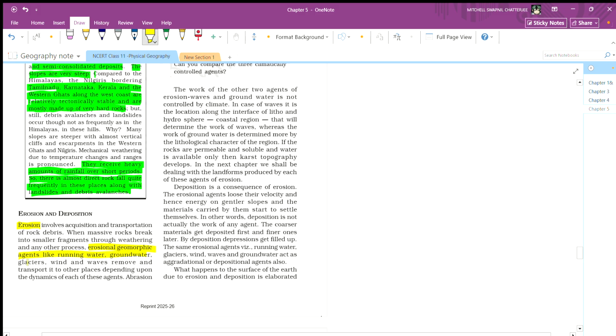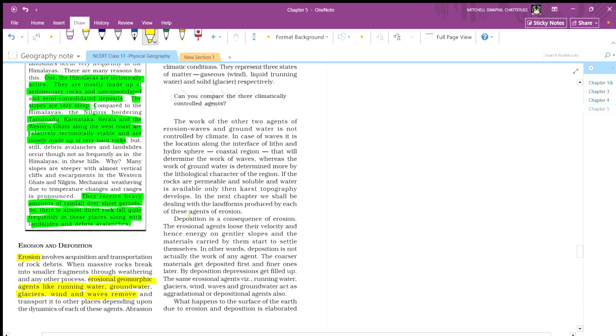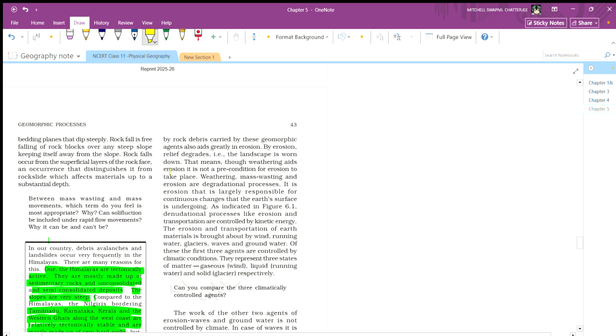Here is the wind and wave. Now is abrasion. Abrasion by rock debris carried by a geomorphic agent also aids greatly in erosion. By erosion, relief degrades, that is, the landscape is worn down.